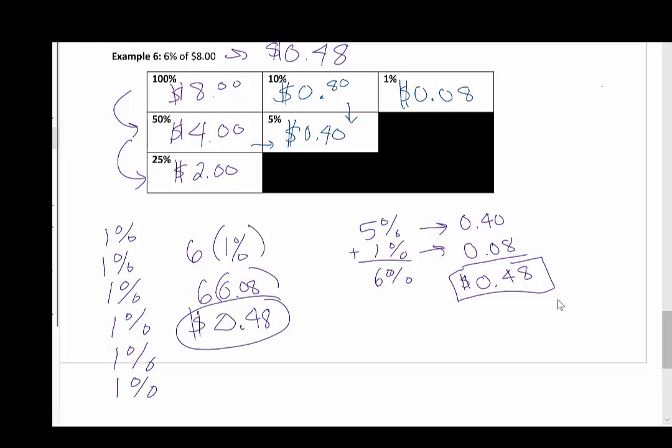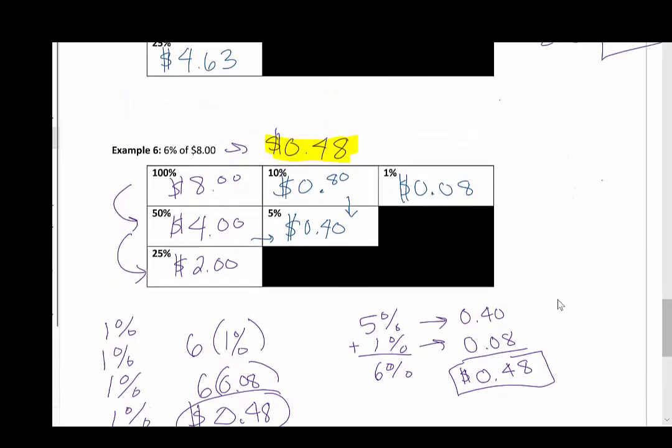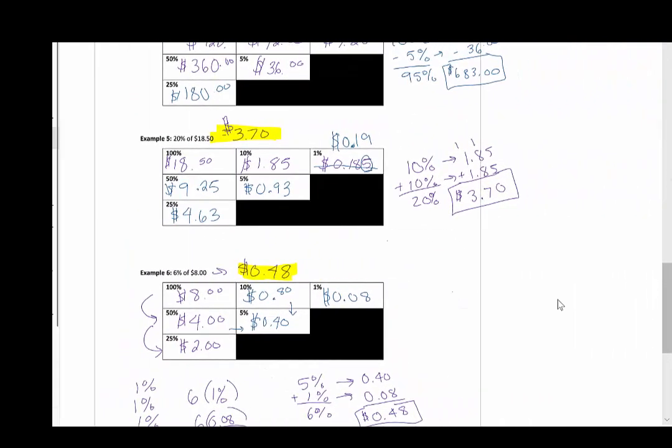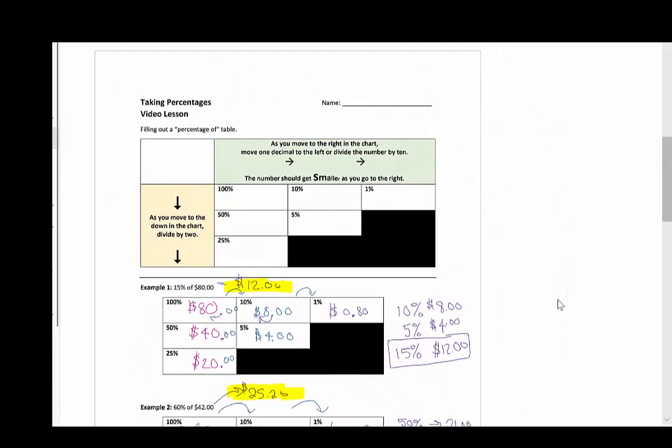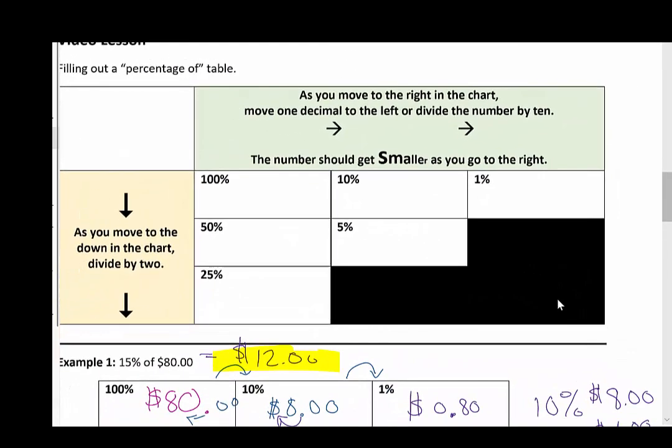But in the long run, the main idea of this is that using the percent tables is a nice way to organize this information, and it's going to help speed you up with making good estimates of percentages, and it'll help you speed up through this course. All right, that was the Taking Percentages video lesson. Remember, as you move to the right in the chart, you move the decimal 1 to the left. As you move down, you divide by 2.